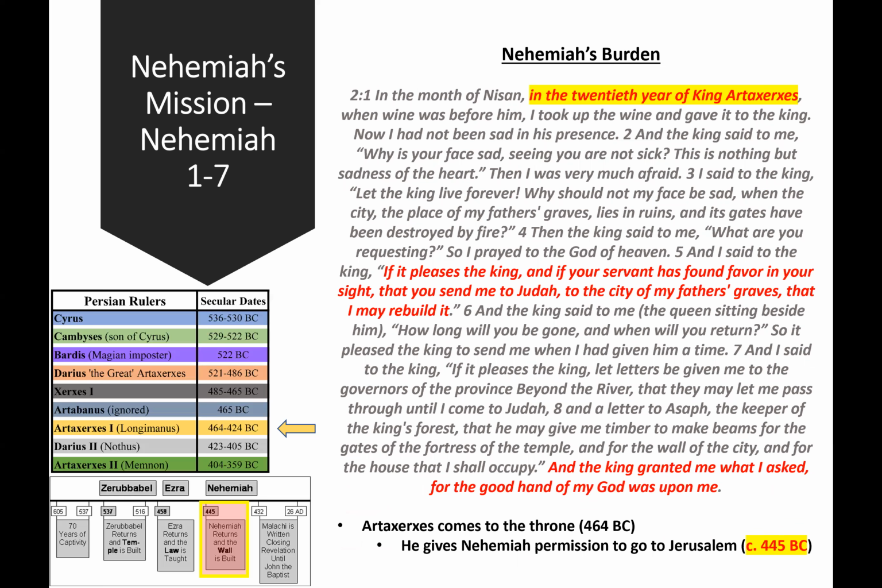Chapter 2. In the month of Nisan, in the 20th year of King Artaxerxes. So this is the same king that we just talked about with Ezra, but this is about 13 years after that. So the 20th year of King Artaxerxes.